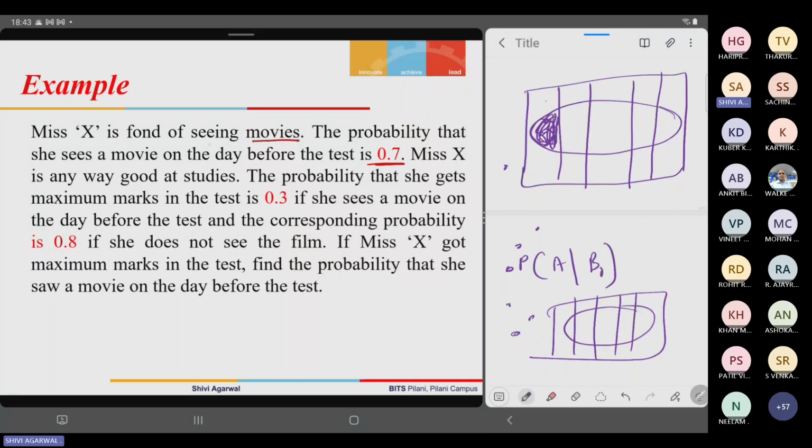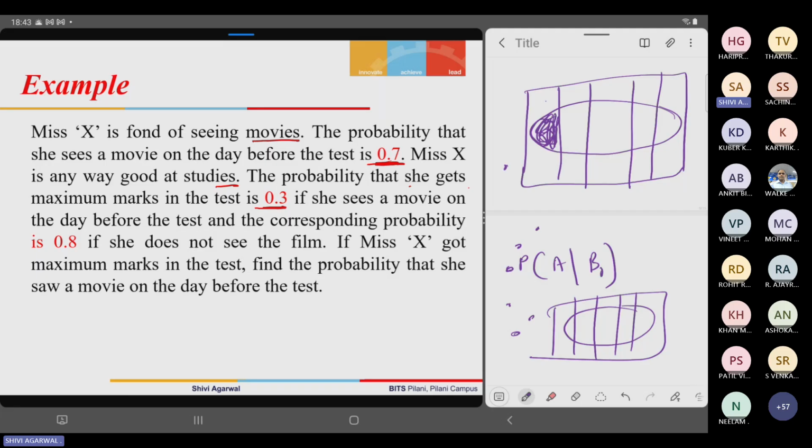So Miss X is fond of seeing movies. The probability that she sees a movie on the day before the test is 0.7. Miss X is anyway good at studies also. The probability that she gets maximum marks in the test is 0.3 if she sees a movie on the day before the test. Okay, if she sees the movie or she doesn't see the movie.